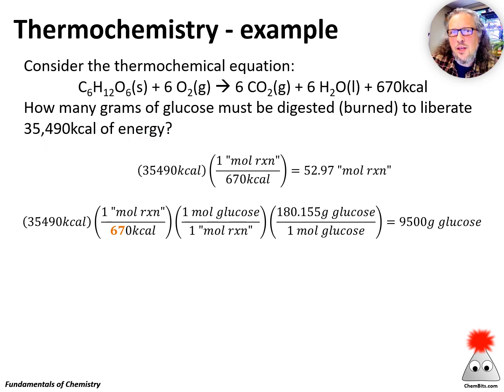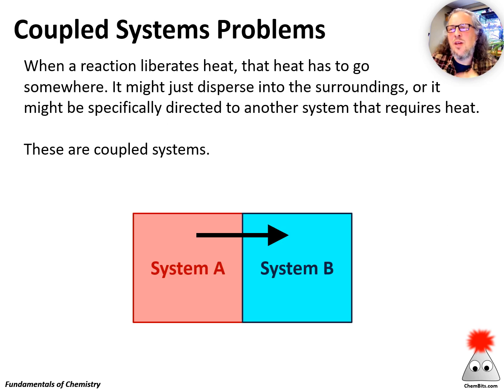So the way we make use of that is in something that we usually refer to as coupled systems. So if a reaction liberates heat, where does that heat go? It must go into something, and it'd be nice if we could put it somewhere where it was useful. Likewise, if a reaction requires heat, we need that heat to come from somewhere. So how do we do that?